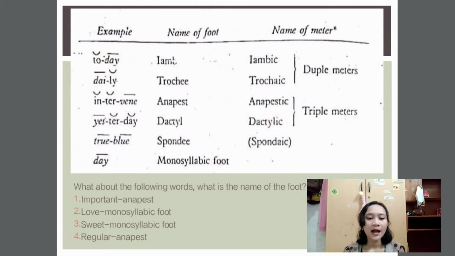And the last, regular. Name of foot is anapest, because it's the same explanation why I choose anapest, because the word regular has 3 beats, regular. Well, next will be explained by my friend. Time is yours. Okay, thank you for the time.